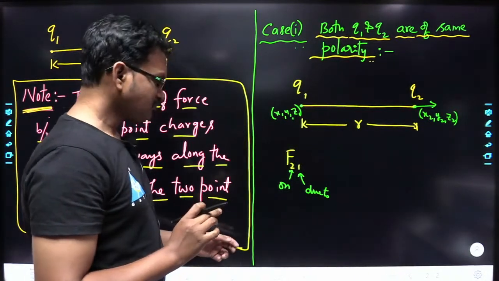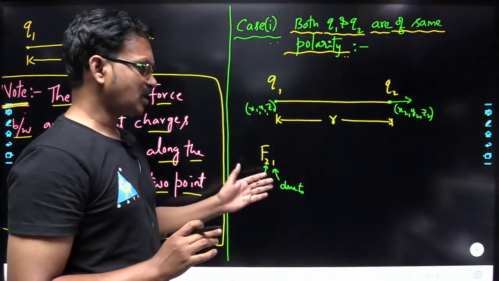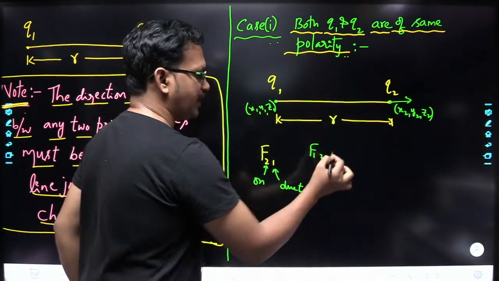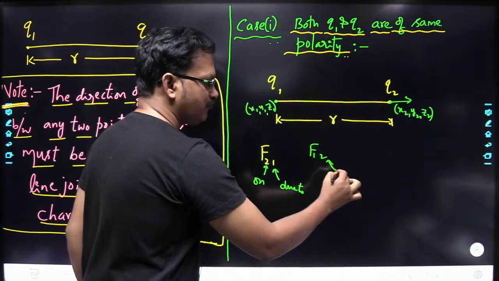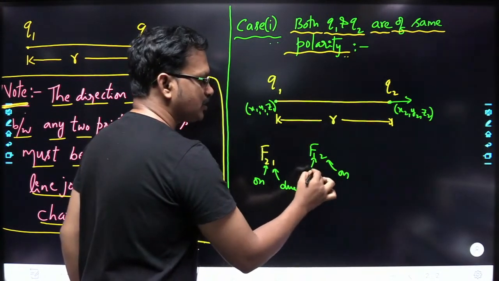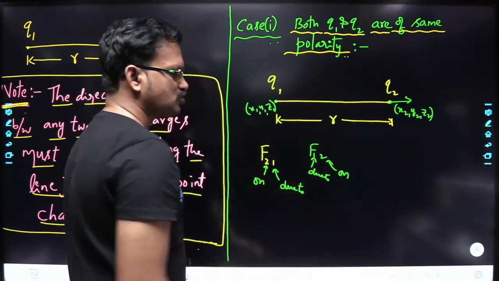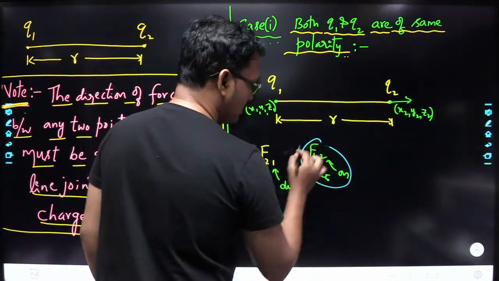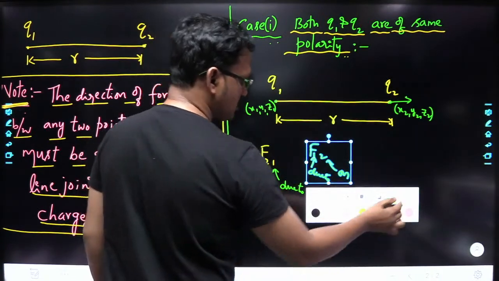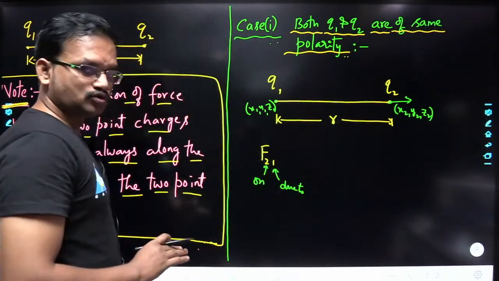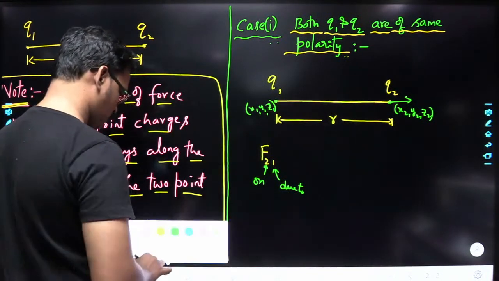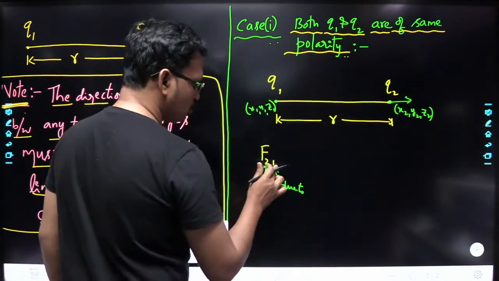It is not compulsory. Some persons may follow F12 like this, where they will consider the first subscript as force on 2 and the second as due to. Any convention you can follow, it doesn't matter, but we have to take one of these. So I am choosing this one, and throughout our subject we are going to follow it. So the force on 2 due to 1.